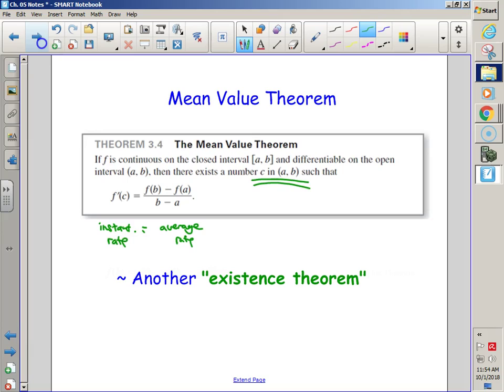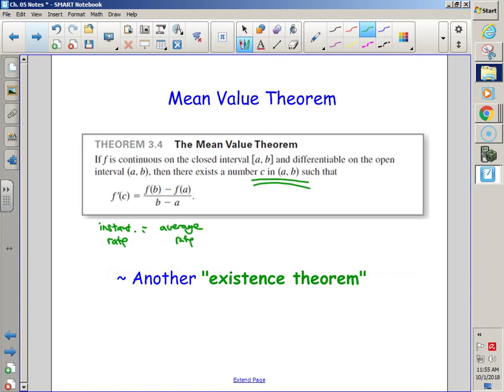At x equals c. So is it enough just to find the average rate? No. We have to find the c where it actually occurs. But remember, the c has to be in the open interval. Last year we called them existence theorems. Just reminding you of that down below.